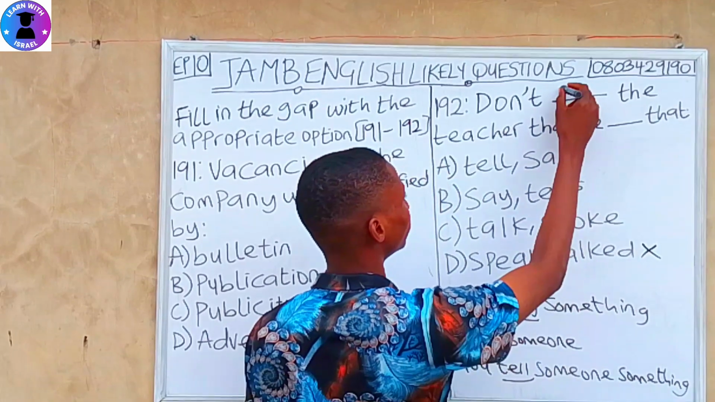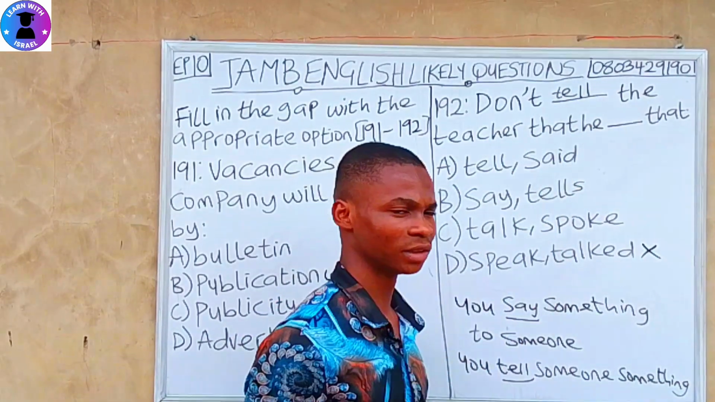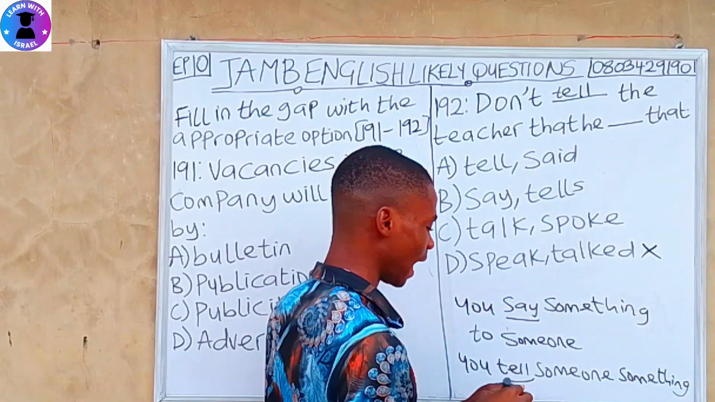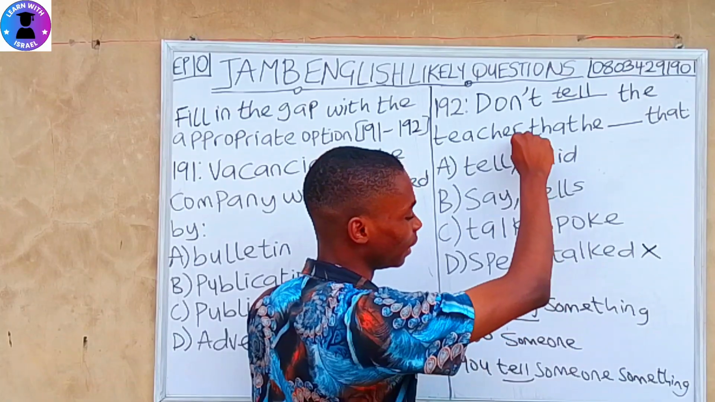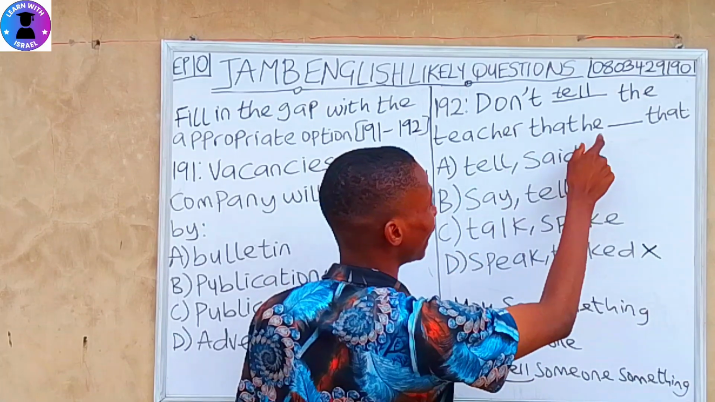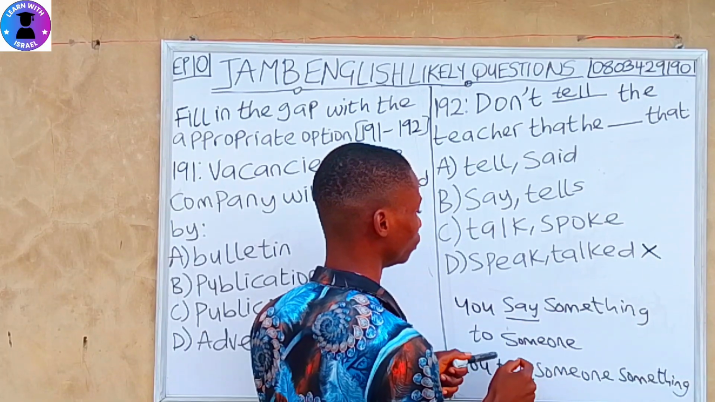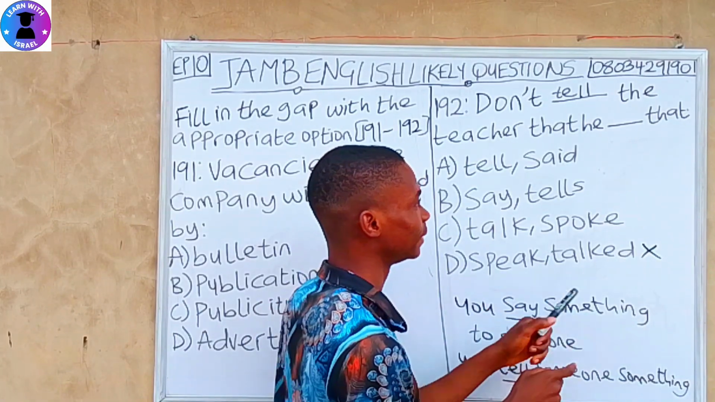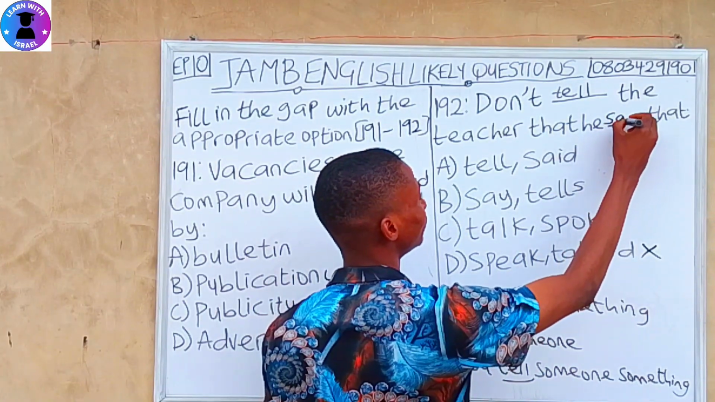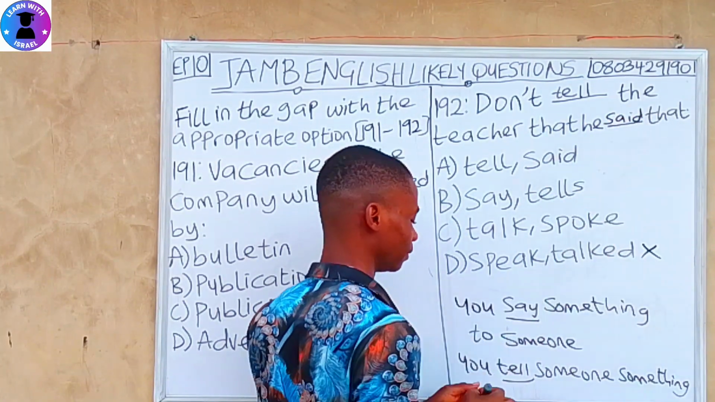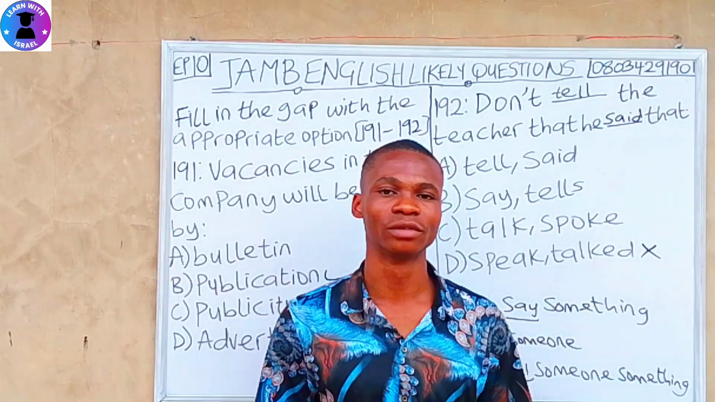So don't tell someone something. Don't tell the teacher. I said you tell someone something. So he's saying don't tell the teacher that he said that. You say something to someone. I hope that is clear now. Don't tell the teacher that he said that. I hope you understand that well. So guys, let's move to the next one.